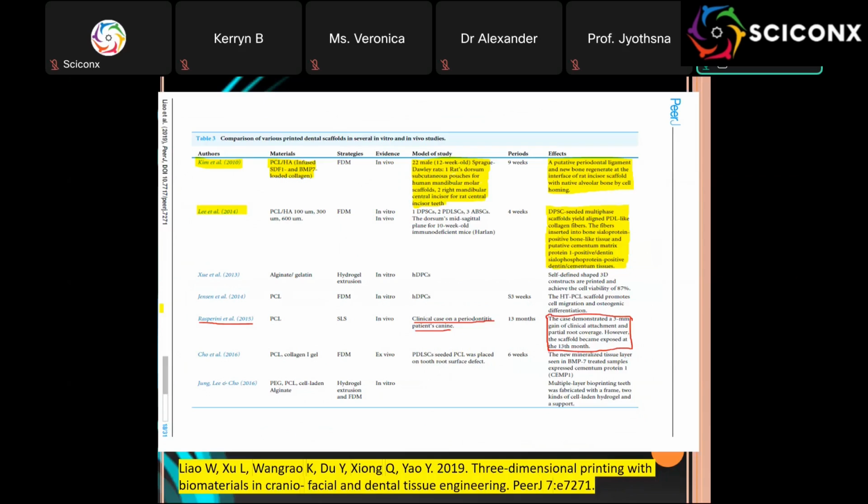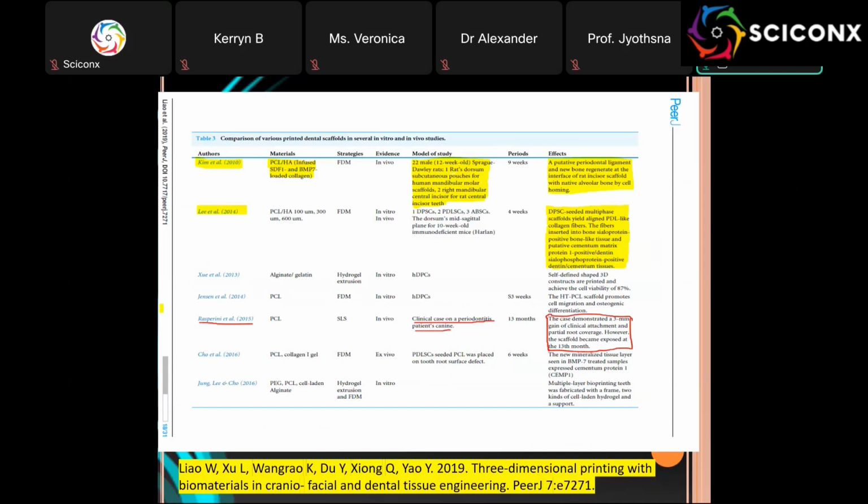So in the year 2014, Lee et al. did the study again on mice, and again they concluded that the scaffold which is going to be yielded as a DPSC scaffold aligned the periodontal ligament cells like collagen fibers. So the collagen fibers come into orientation, and along with the orientation of the collagen fibers, the periodontal ligament cells also come into orientation using this kind of technique. Again, the results were positive in animal studies.